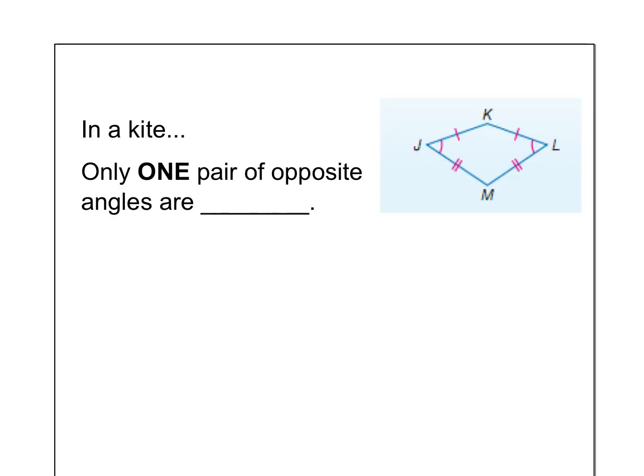So kites have several properties that are a little different from other quadrilaterals. For instance, in a kite, only one pair of opposite angles are congruent. So you can see angle J and angle L. Those are the same size. They're congruent to each other. But K and M are not. So only one pair of opposite angles are congruent. So if J is 60 degrees, then L would also be 60 degrees.